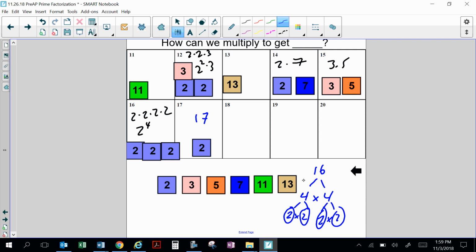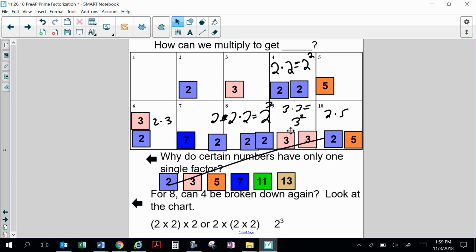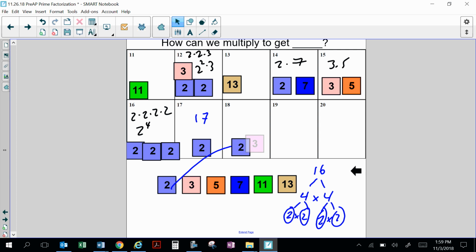18. How can we break down to get 18? We could say 2 times 9. Okay, let's do 2 times 9. So we know 2 is right here. Let's move the 2 here. But 9, I'm going to refer back to the previous. 9 is represented by 3 and 3. 3 times 3. So how can we represent this? It's 2 times 3 times 3. How can you write it as an exponent? 2 times 3 squared.